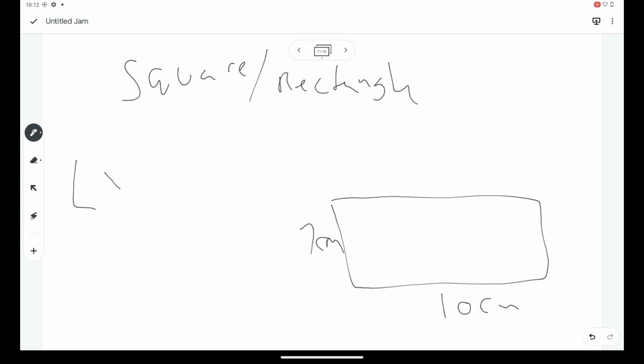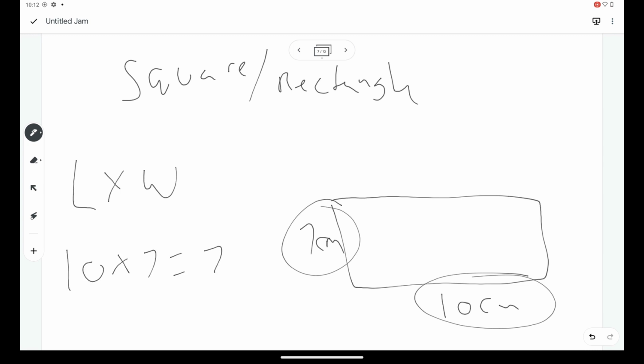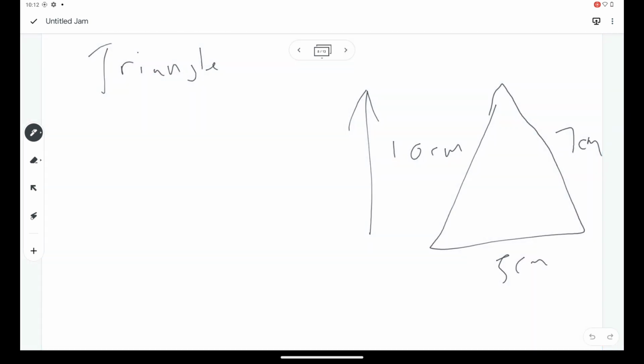Area refers to how much space this shape here is taking up. So the way we would calculate this with a rectangle or a square is L times W, also known as length times width. Now our length, how long this rectangle is, is 10 centimeters, and our width is 7 centimeters. So dead straightforward, 10 times 7 equals 70. So the area of this rectangle will be 70 centimeters.